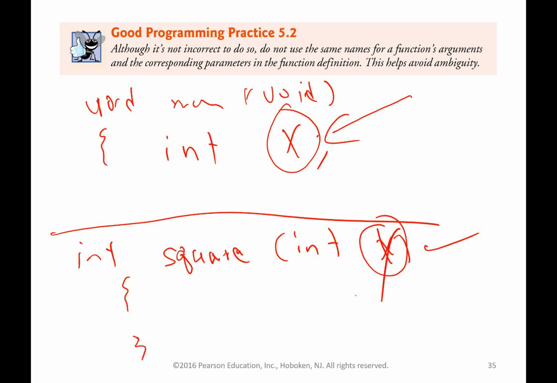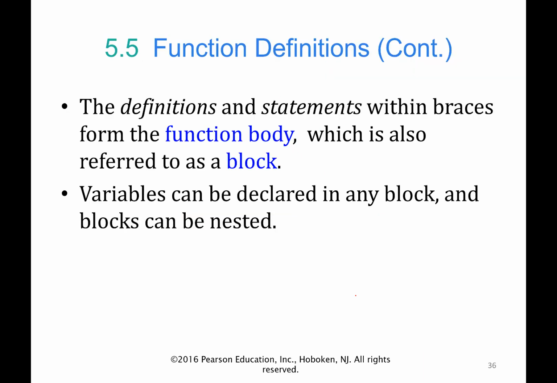So although it's not incorrect to do so, do not use the same names for function arguments and the corresponding parameters in the function. It can get really confusing. I mean, there's nothing wrong with it. The compiler will do it. It will work. But sometimes you will get yourself into some serious trouble. So it's really a better idea to use new variable names within the function.